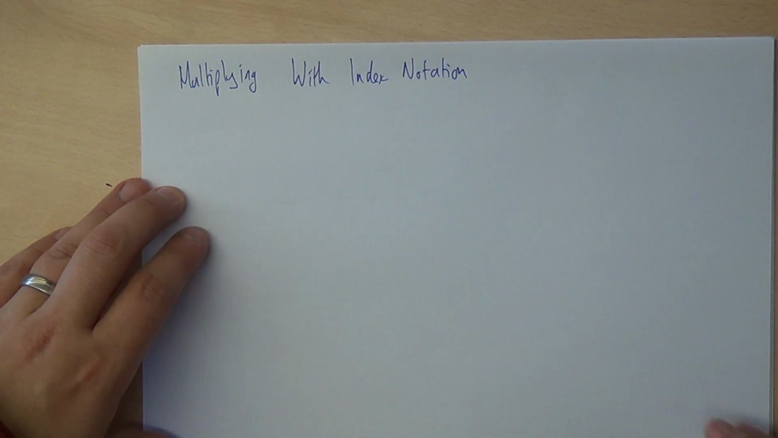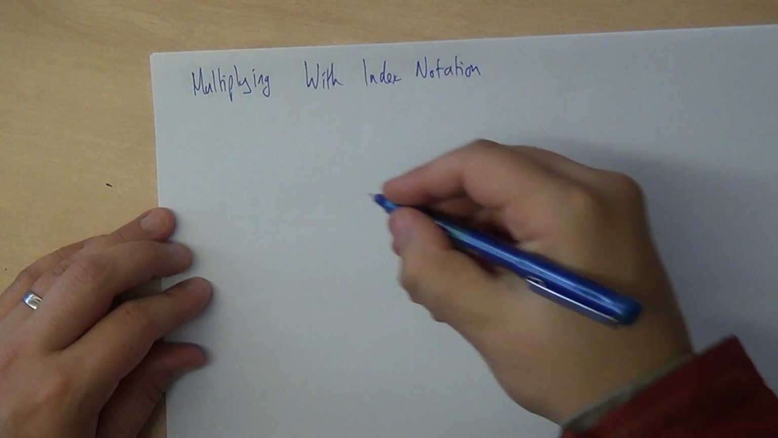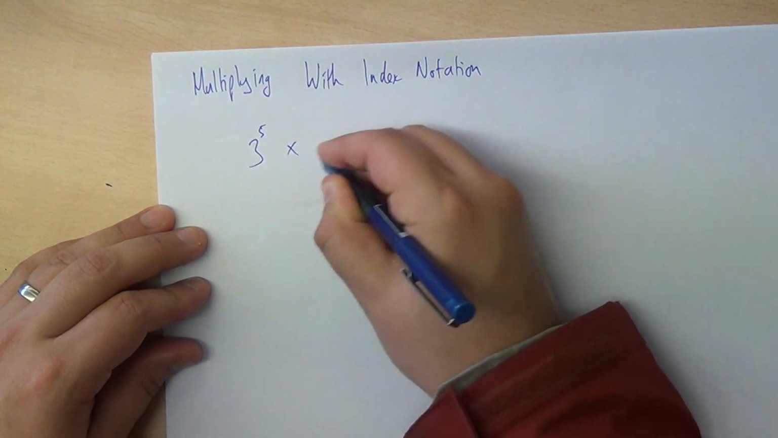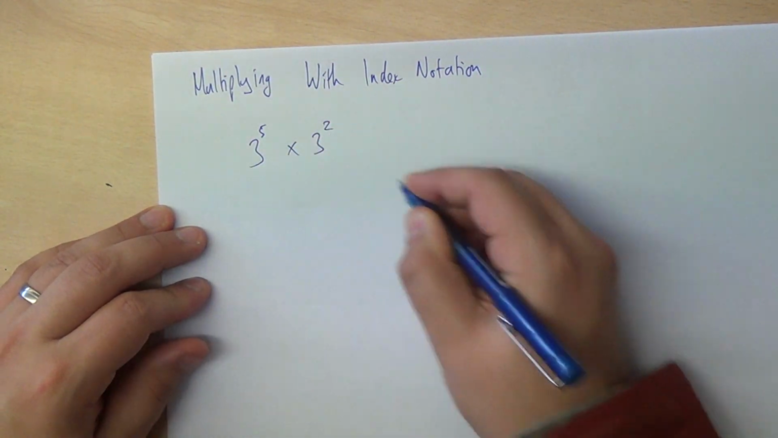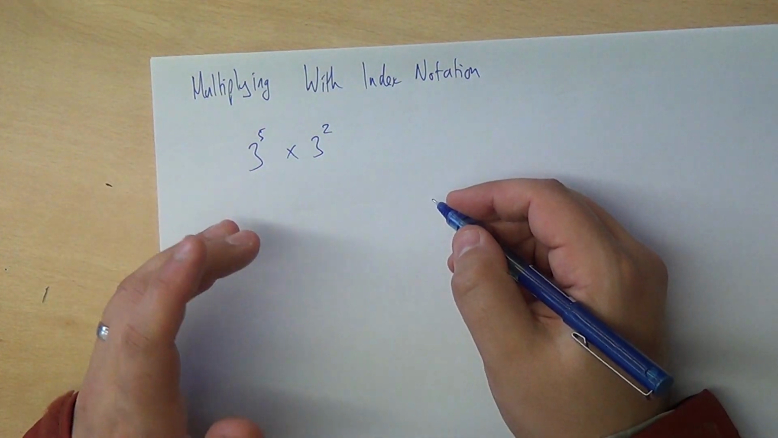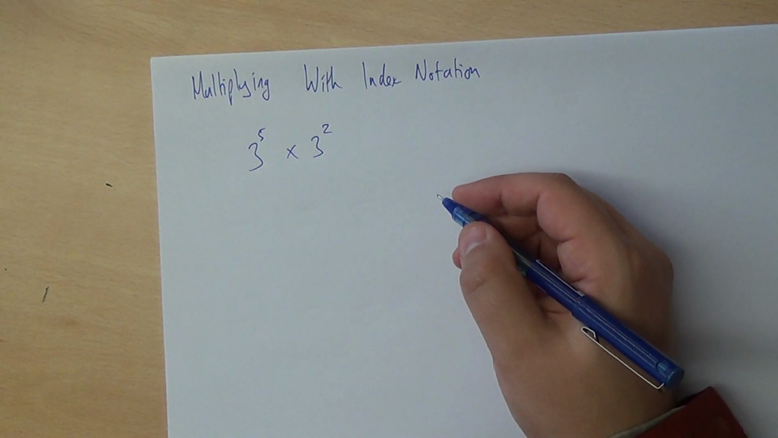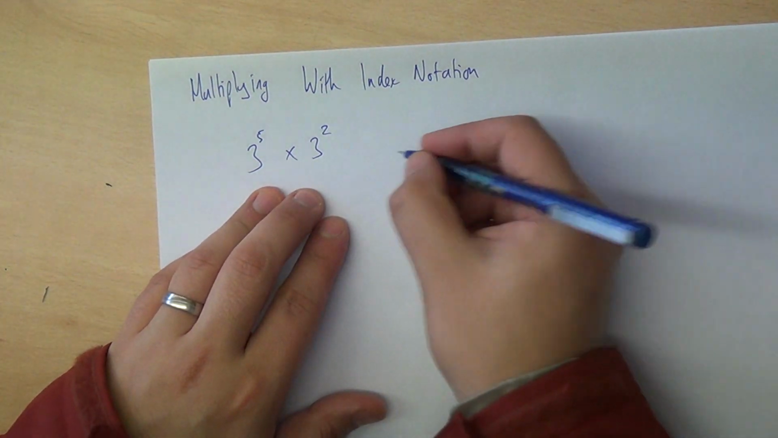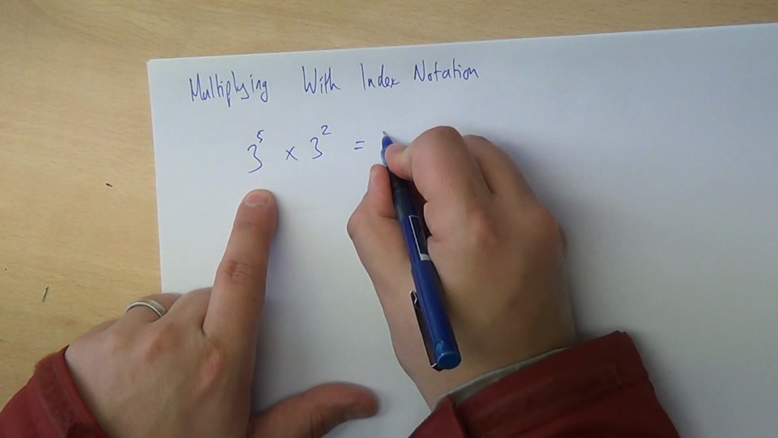Right, we're going to look at how to multiply things that have indices in. So if we have something like 3 to the power of 5 multiplied by 3 squared, we could whack out a calculator and get the value, or we could use long multiplication, but we can actually do something useful and simple here.